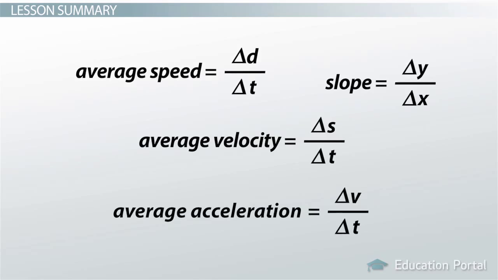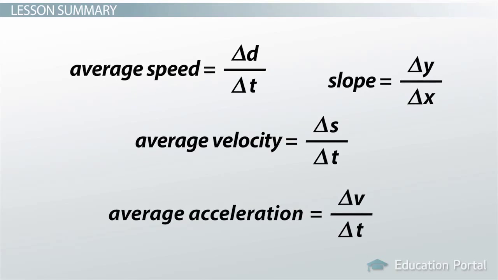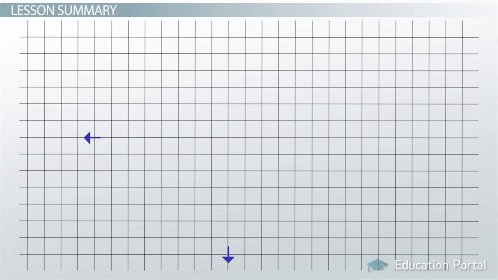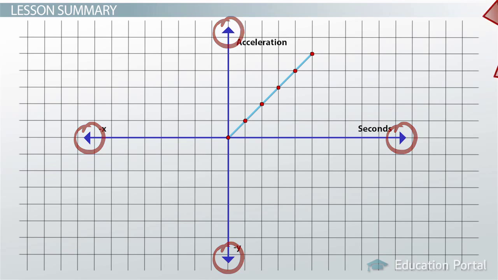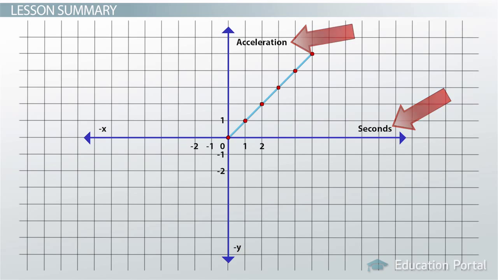Let's briefly review. Motion can be studied algebraically or graphically. The common XY graph is used to plot variables like position, displacement, velocity, and acceleration. Always remember that when setting up your graph, you need to include arrows on the axes, assign variables, and fill in the numbers in both the positive and negative directions.